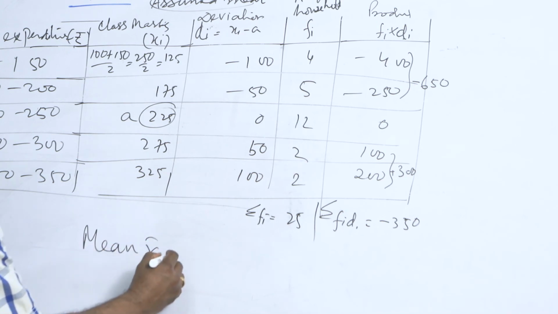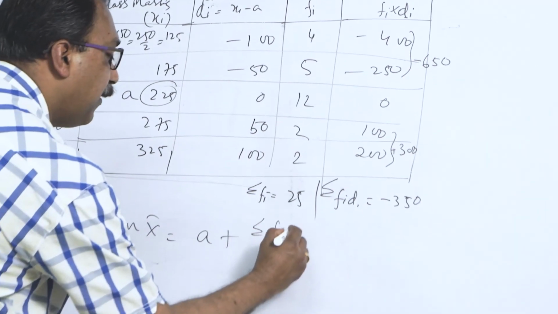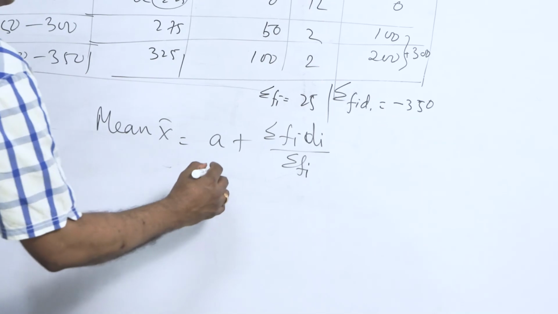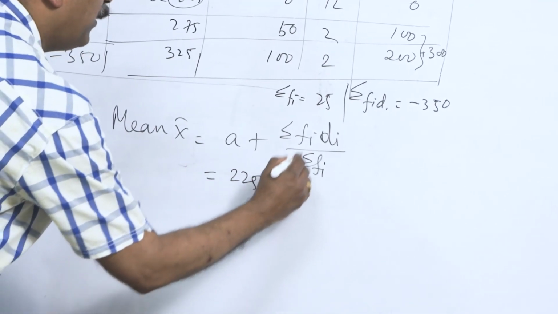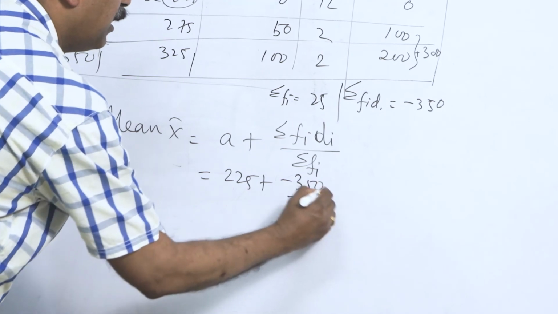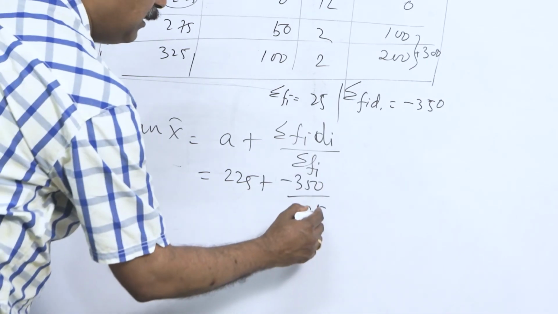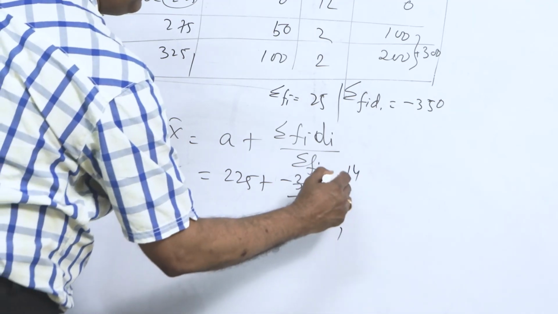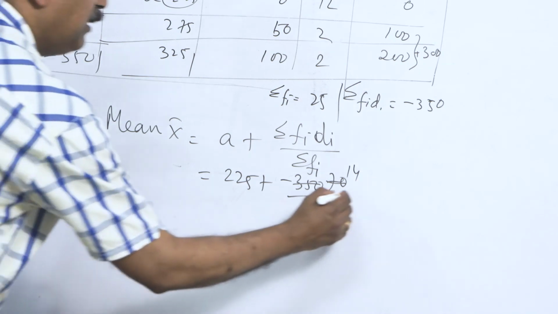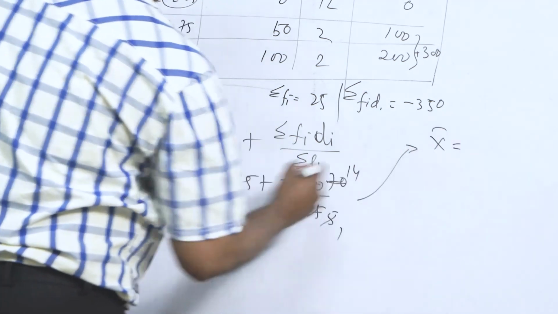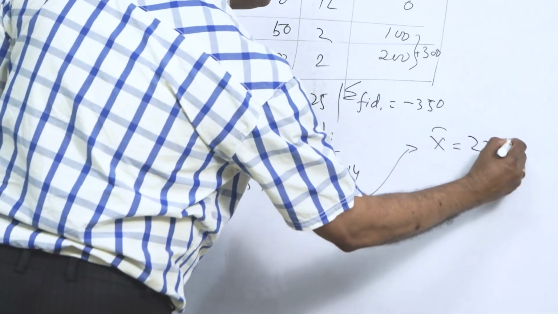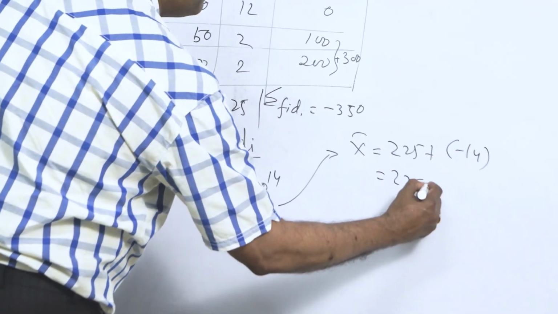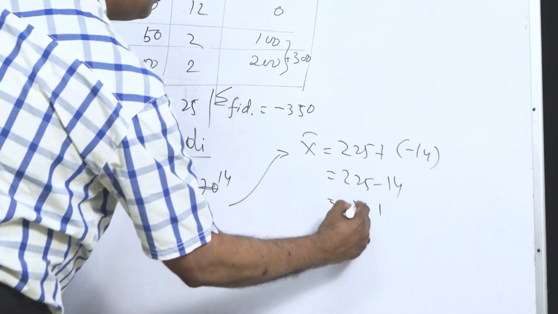Mean x bar equals a plus sigma fi di by sigma fi, times h. Note the h here. What is a here? 225. What is sigma fi di? Minus 350, and sigma fi is 25. You can cancel: 5 fives are 25, 5 seventies are 350, so 14. And 5 fours are 20. So we'll get x bar equal to 225 plus or minus 14. Plus times minus is minus, so 225 minus 14, how much? 211.